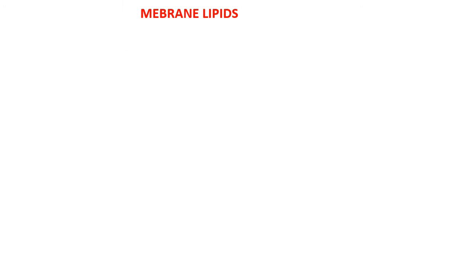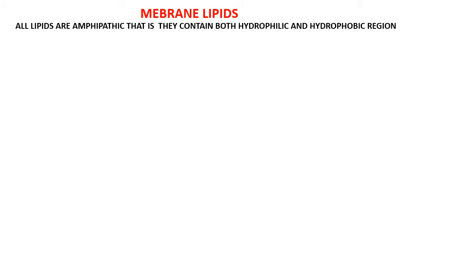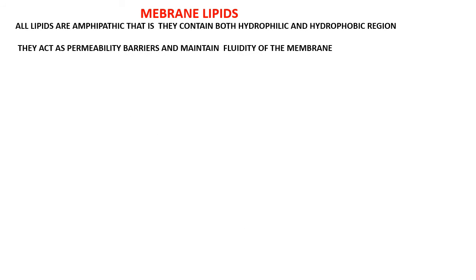So membrane lipids, all the membrane lipids are amphipathic in nature. That means they have hydrophobic and hydrophilic regions. They act as a permeability barrier and maintain the fluidity of the membrane. Out of all the lipids, phospholipid accounts for 75% of the lipid. Cholesterol accounts for 20% of all the lipid present in the membrane, and sphingolipid accounts for 5% of the lipids.